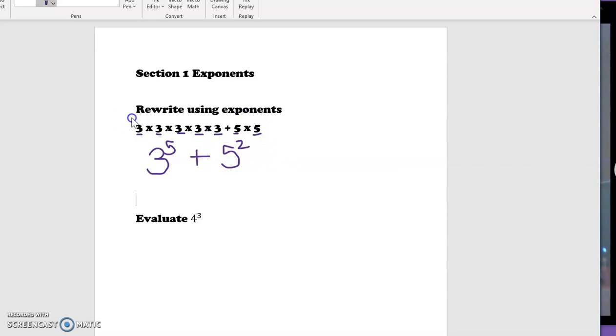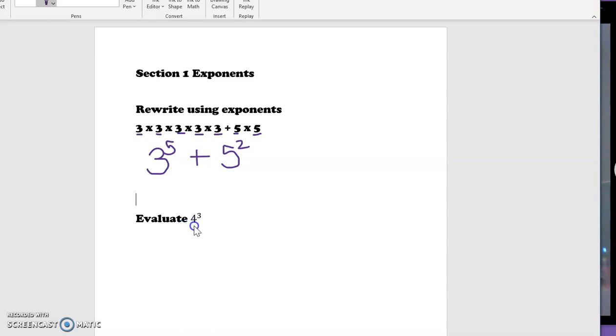If I'm asking you to rewrite using exponents, you don't need to evaluate, you're just condensing them to their exponential form. In this next example, I'm going to show you what it is to evaluate an exponent.